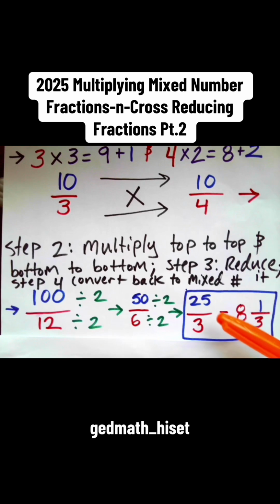And so I'll subtract and get a remainder. What's 25 minus 24? That leaves me a remainder of 1. The remainder is going to be that top numerator number, and the denominator always stays the same.